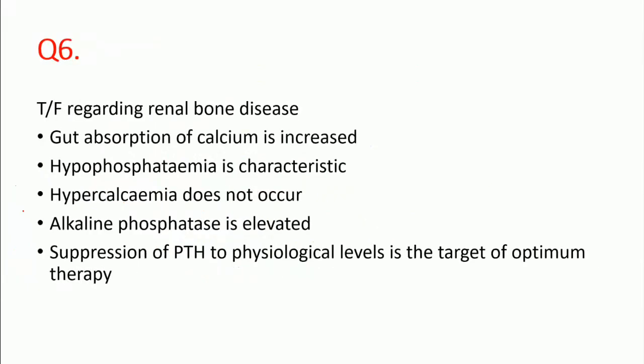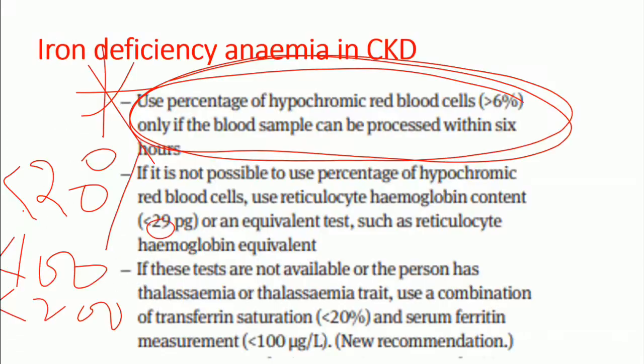Okay. So that is question number 5 done. Now we move to question number 6, which is on renal bone disease. Right. 6% is the cutoff guide for hypochromic red cells. So more than 6%.